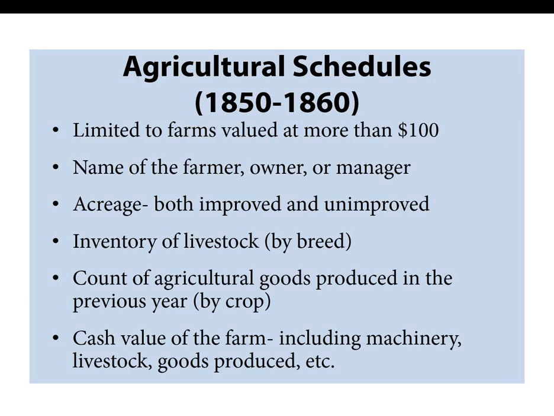All of this information is given to the census taker by the farmer. So the cash value of the farm, that's what the farmer has decided. So in some cases, they may have inflated the price of their farm if they wanted to for some particular reason, or they may have fibbed about it, and it might be worth more than it actually is on paper.